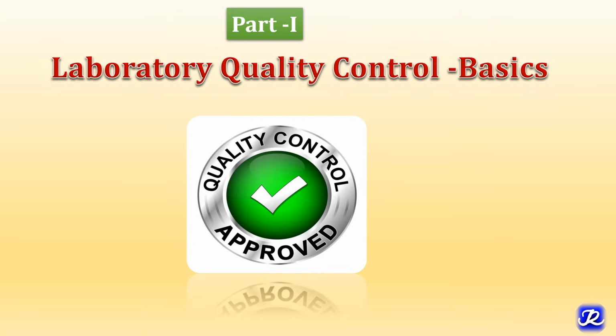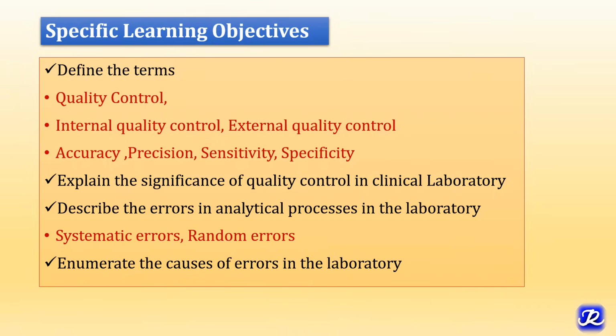So let's begin with part 1, that is laboratory quality control basics. The specific learning objectives of this session are: at the end of this session, students should be able to define the terms quality control, internal quality control and external quality control, accuracy, precision, sensitivity, specificity, explain the significance of quality control in a clinical laboratory, describe the errors in analytical processes in a laboratory, that is systematic errors and random errors, and enumerate the causes of errors in a laboratory.